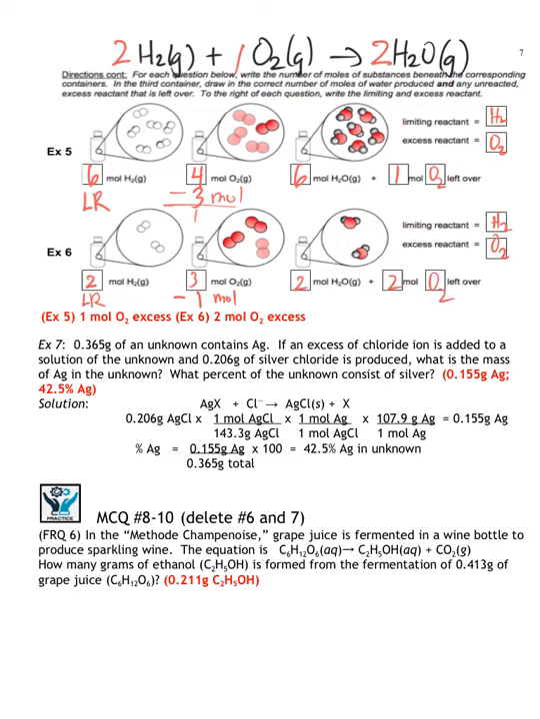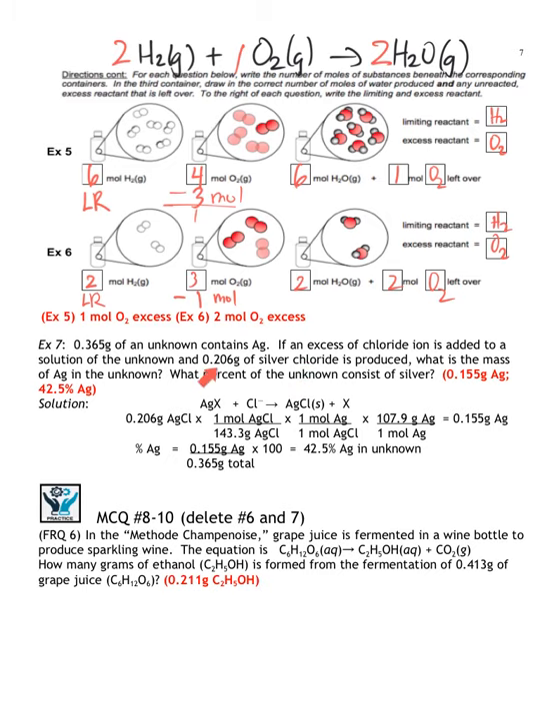Let's go ahead and look at the next problem, example 7. In example 7, we read there's 0.365 grams of an unknown that contains silver, so it actually has other stuff other than silver. If an excess amount of chloride ion is added to a solution of the unknown and 0.206 grams of silver chloride are produced, because silver and chloride will be forming a precipitate. It's insoluble. What is the mass of silver in the unknown? What percent of the unknown consists of silver?